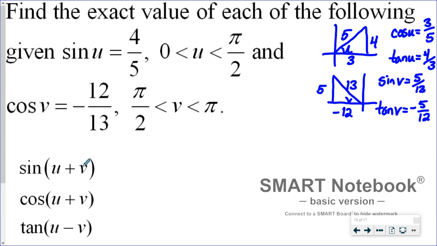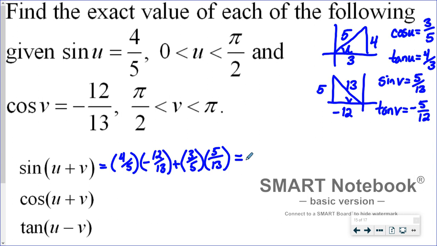Well, we know that sine of u plus v is sine u cosine v plus cosine u sine v, right? So sine u is 4/5 times cosine v is negative 12/13 plus cosine u, we just found, is 3/5 times sine v, we just found, is 5/13. Now, this would be on the calculator portion of the test, so you'd be allowed to just plug this into your calculator exactly as you see it. All right, now this is going to be negative 48 plus 15, so that's going to be negative 33 over 65. Of course, you could just do that with the calculator. You wouldn't have to do that in your head.